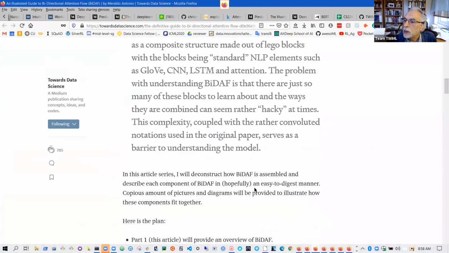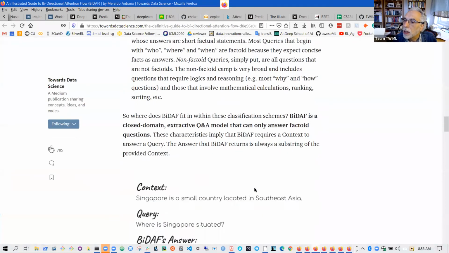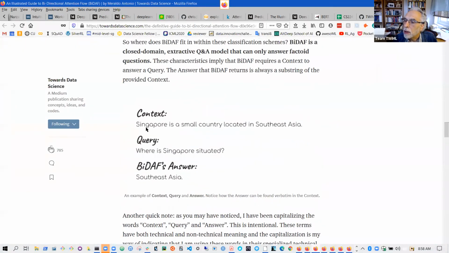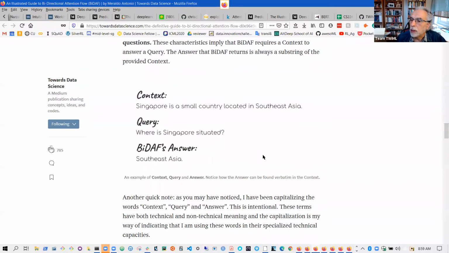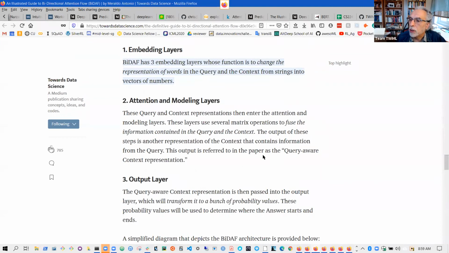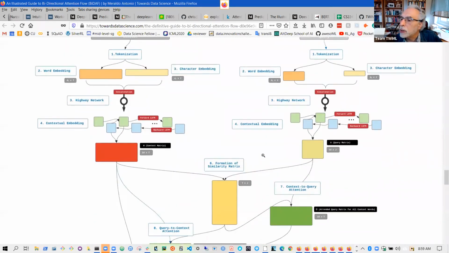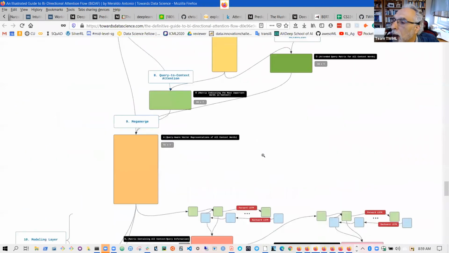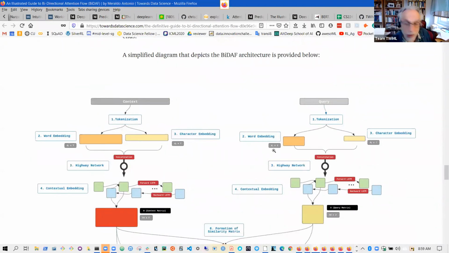It's a Medium article. Just to refresh our understanding, the context is the text that we're asked to read. We're asking our neural network to read this text and then answer this query: where is Singapore situated? Southeast Asia would be the answer. Here is the overview of the structure. It's too big for my screen, but if I make it smaller, we won't be able to read it.